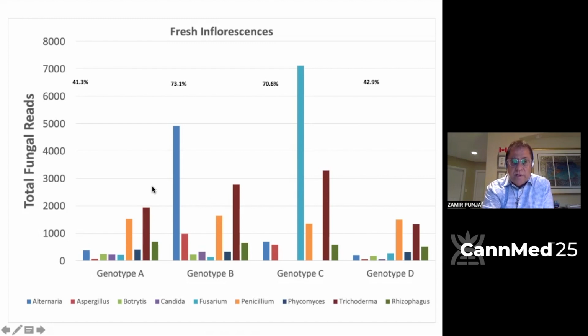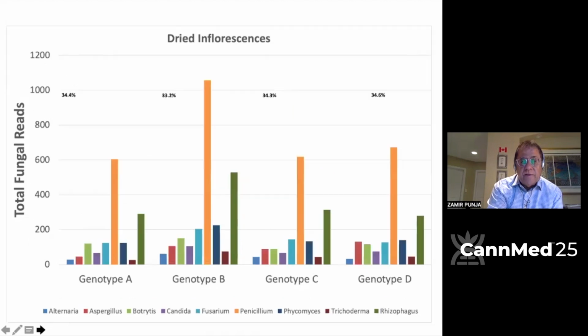So we are seeing differences in genotypes, not just in the total reads, but also in the specific genera. So a little bit more Alternaria here, a little bit more Fusarium there, some trichoderma over here, and the rest of the species are at a fairly low level, including things like Aspergillus, which was very, very low in these particular samples. So this is fresh inflorescences.